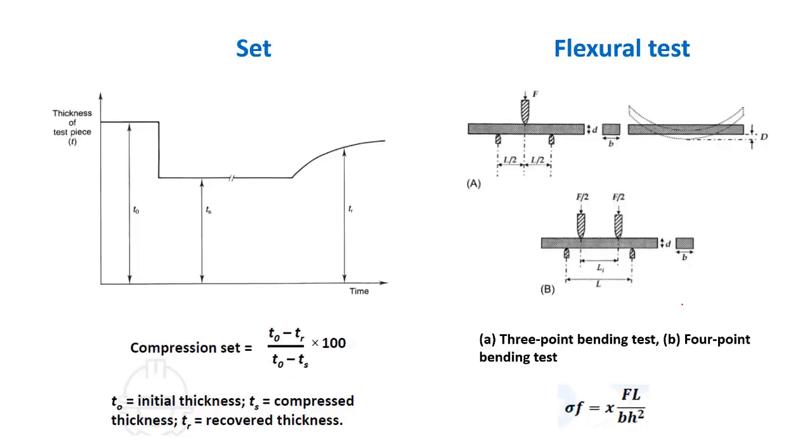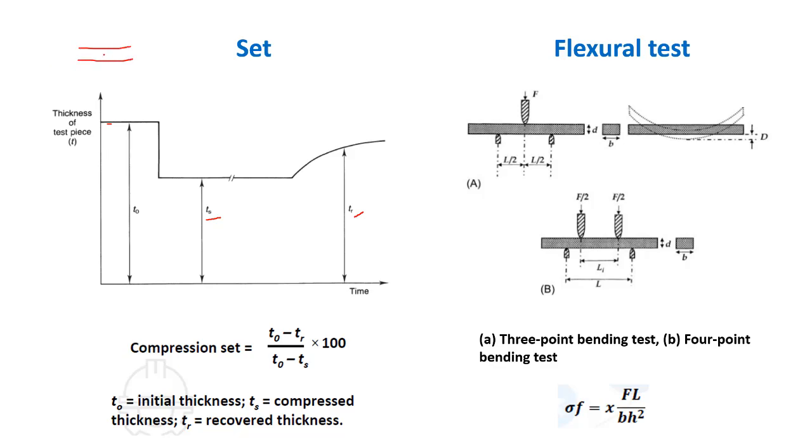Then we have set. If we want to check at what time the polymer is getting set, and of what thickness, we can check using the set testing, that is compression set. First of all, there will be the thickness of the test piece, that is T naught. This is the initial thickness, then we have the compressed thickness, and then there will be a recovered thickness.